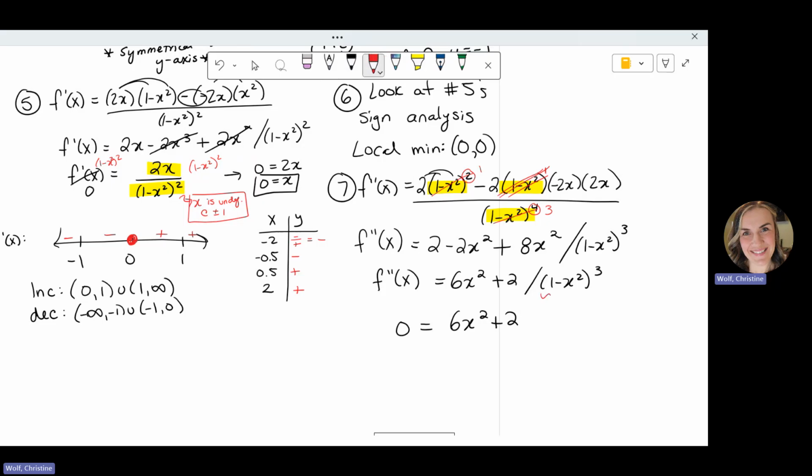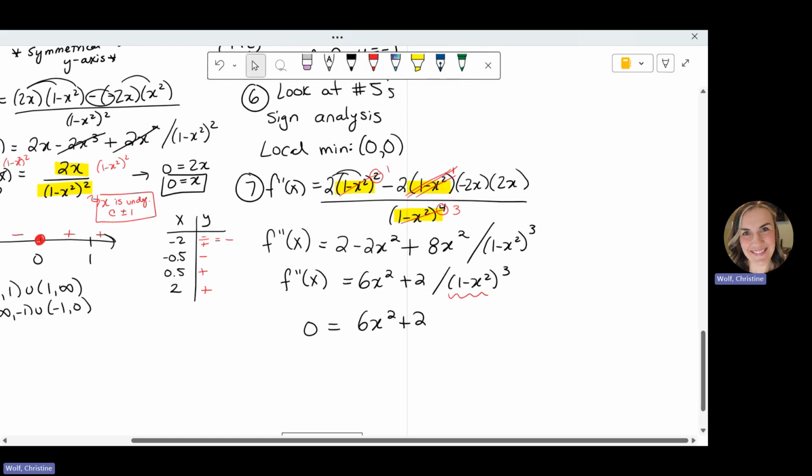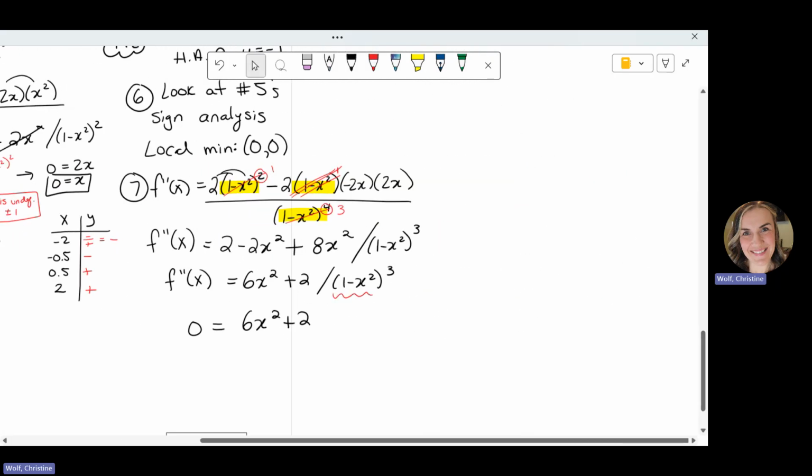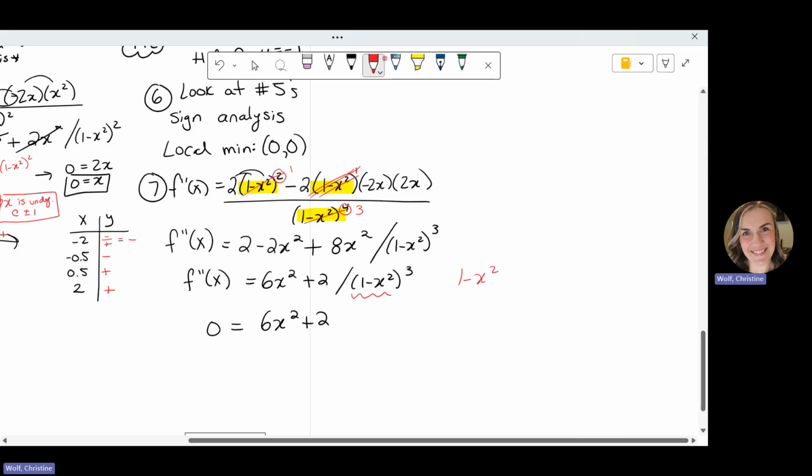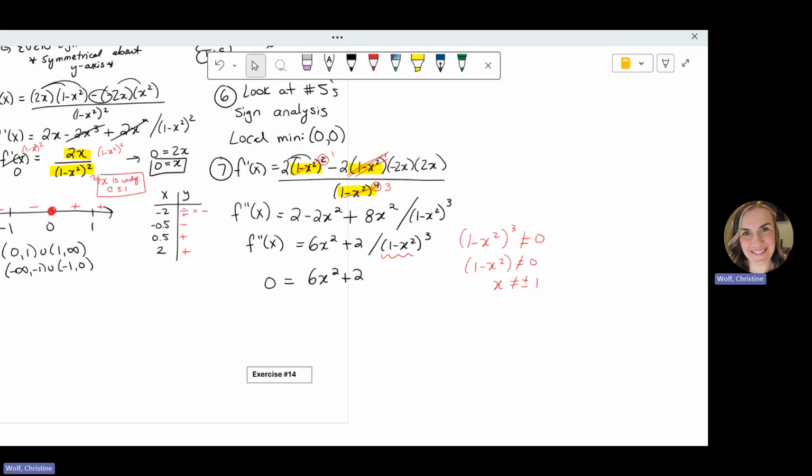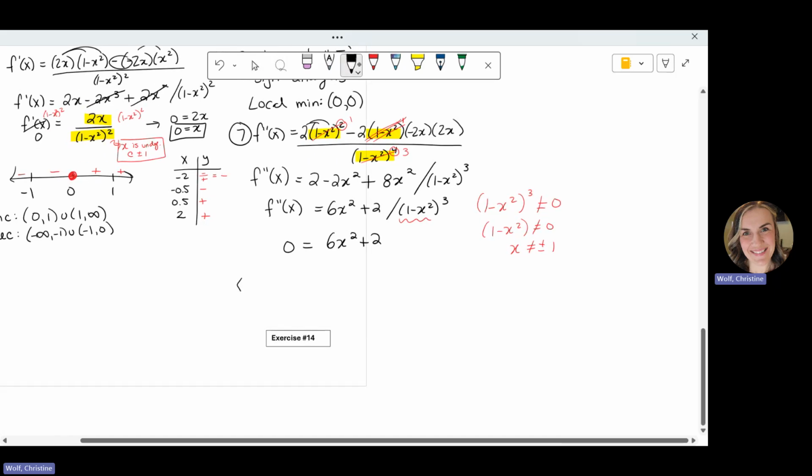However, don't forget that your denominator can still give you critical values as well. So just like my sign analysis over here, my denominator, 1 minus x squared cubed, that can't be 0. Even if you cube root each side, you're still going to have 1 minus x squared can't be 0. So again, x can't be plus or minus 1. That's kind of your restriction, right? And those restrictions are critical values also. So when I do my sign analysis, those are my only two values I have, -1 and 1.